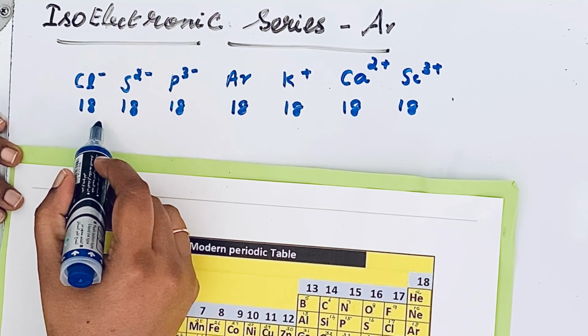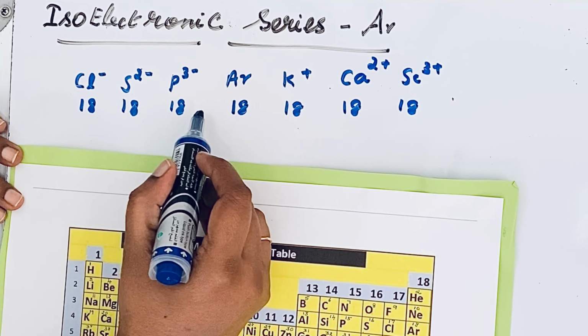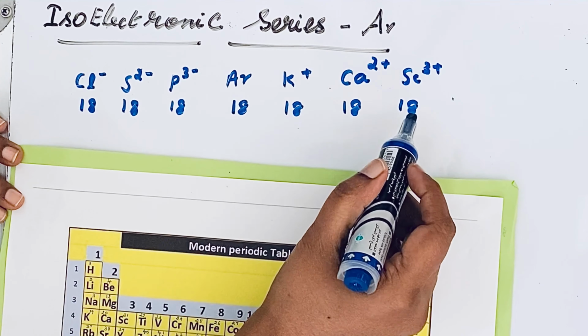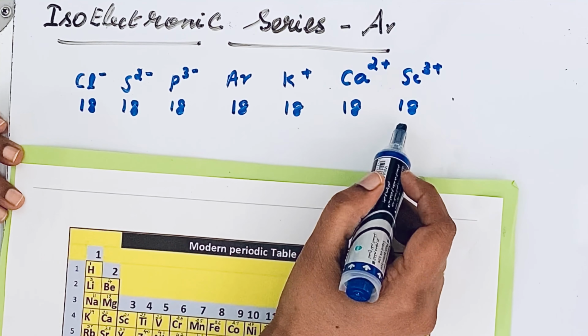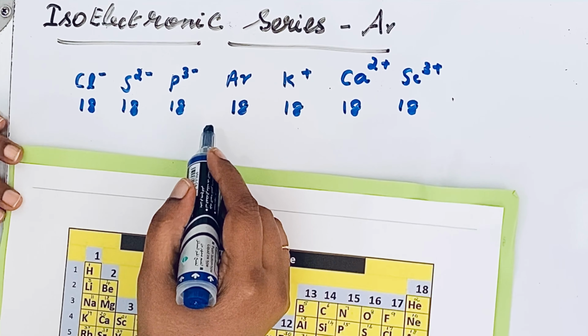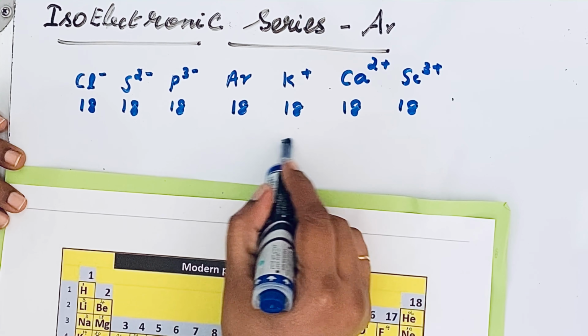Now see that all the ions, whether they are cations or anions, all of them have an equal number of electrons. So they are the isoelectronic series of argon.